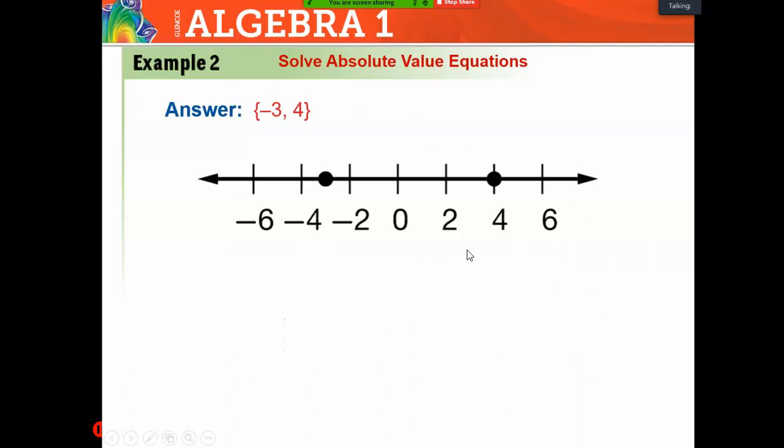So, I apologize. I forgot that the textbook likes to graph these on a number line. So, we get our 2 answers, and what we're doing is we're putting them on the number line. What do you notice about the difference from negative 3 to 4? What do you know about the difference from negative 3 to 4, Dominique?